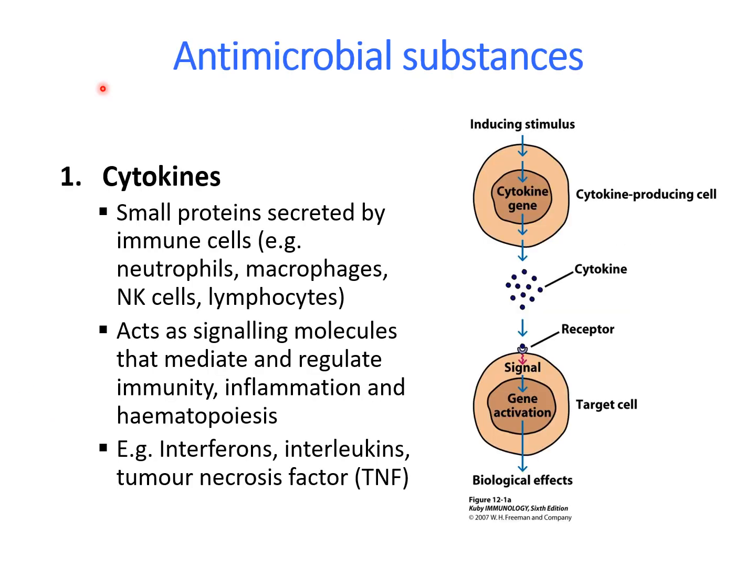In response to the microbial antigens, dendritic cells, macrophages, and other cells secrete antimicrobial substances such as cytokines, complements, and histamines that mediate many of the cellular reactions of innate immunity. Cytokines are small proteins secreted by immune cells that act as signaling molecules that mediate and regulate immunity, inflammation, and hematopoiesis. The most common cytokines are interferon, interleukins, and tumor necrosis factor.